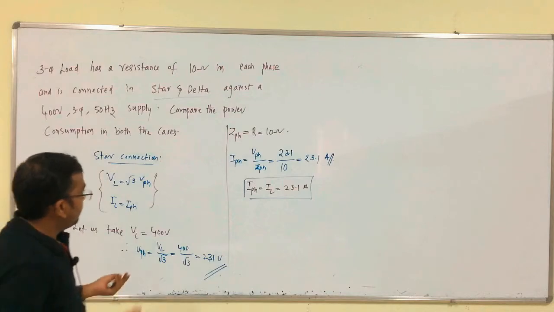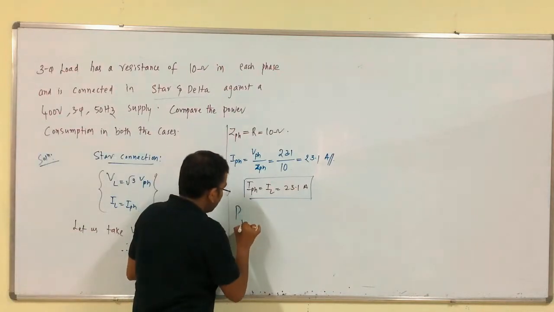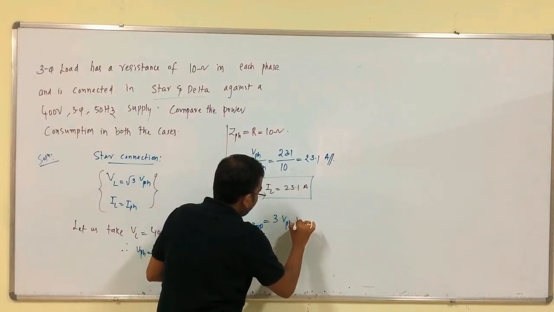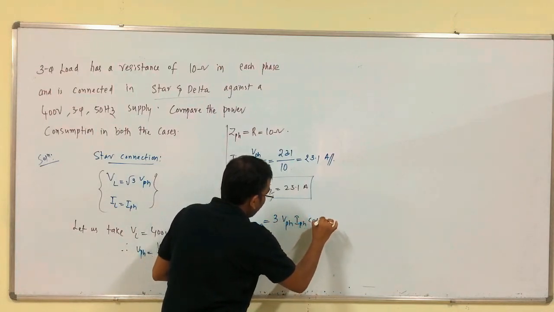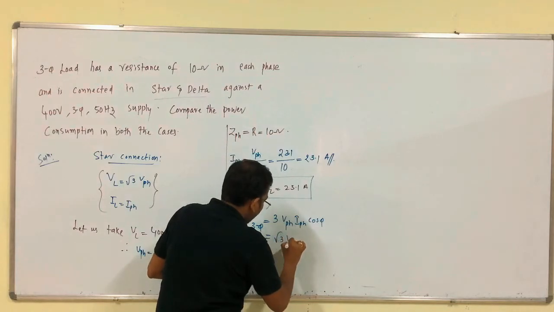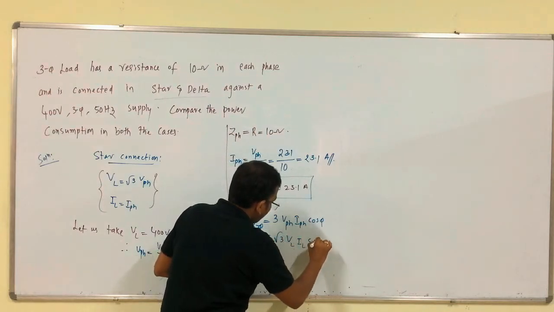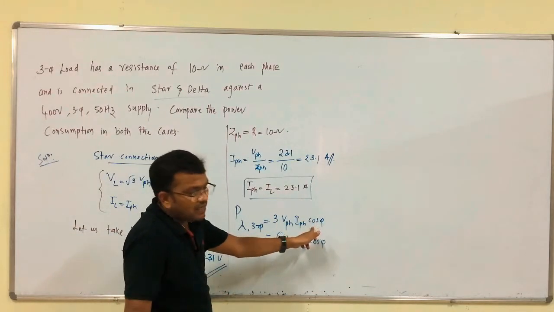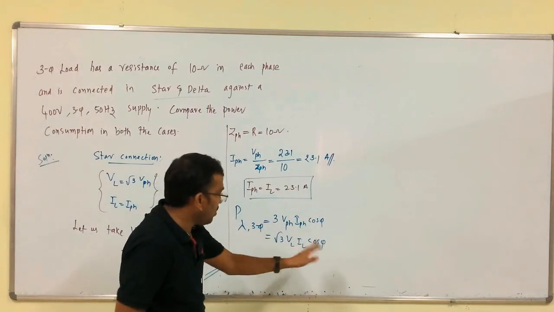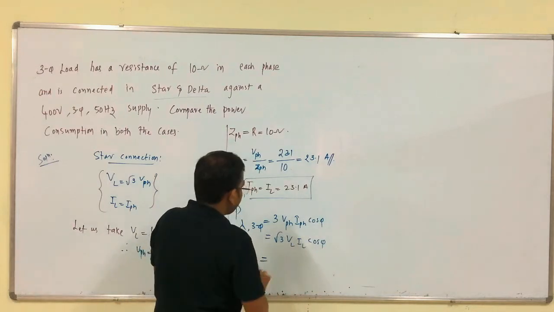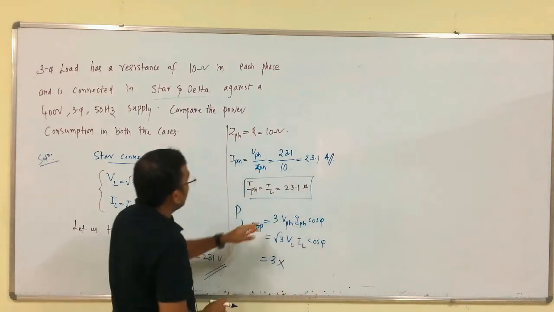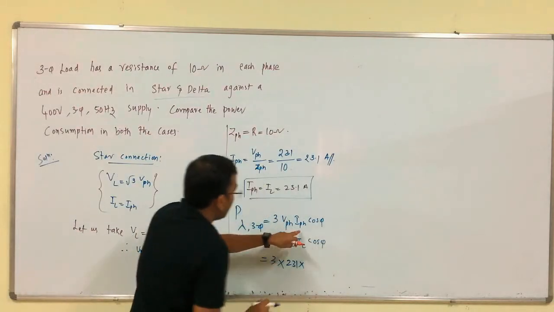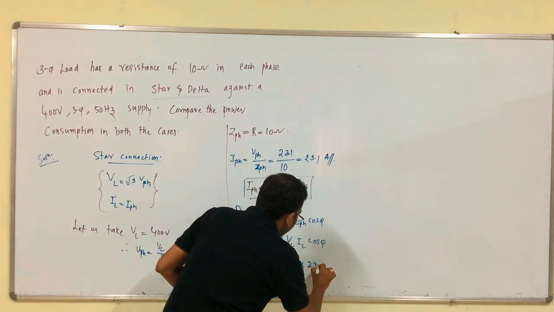Now, we have to calculate the power. Power in a star connected 3-phase supply is nothing but 3 into V phase into I phase into cos phi, or root 3 into VL into IL into cos phi. You can substitute in any formula. So, it is equal to 3 into the value of V phase, which is 231, into the value of I phase, which is 23.1.